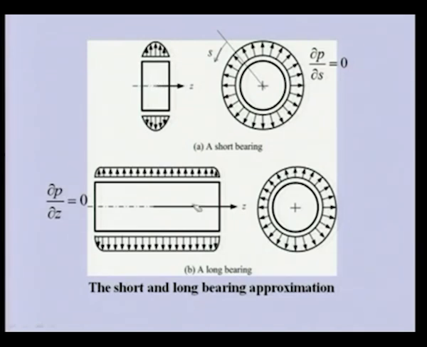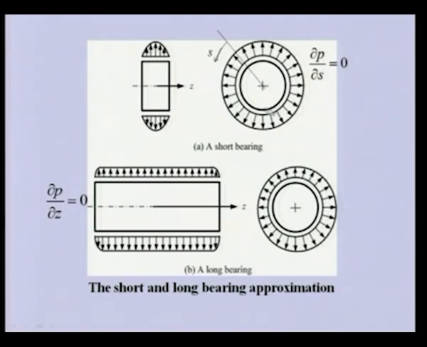Another approximation is the long bearing approximation, and this you can see because the length of the bearing is so long that the variation of the pressure will not be there in the axial direction. Slight variation will be there at the ends only, but in the circumferential direction a lot of variation will be there as compared to the axial direction. So in this particular case, we can neglect the variation of the pressure with respect to z, and the Reynolds equation will have differentiation only with respect to the circumferential direction s, and again it can be solved in closed form.